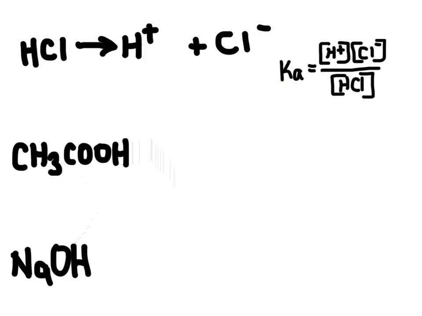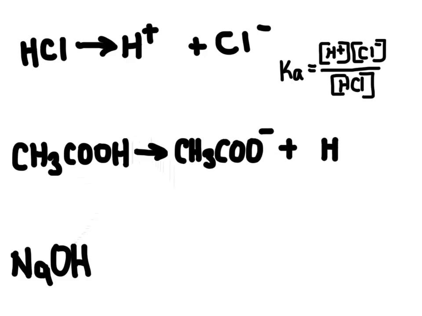Here's another example below this, and this is called acetic acid. It's a little bit different looking, but it works the same way. We're just going to take off one of these hydrogens. This is a weak acid, so it will not dissociate completely, and we'll end up with the anion here and a hydrogen ion. And to write the dissociation expression, we would take these products and divide by the reactants.